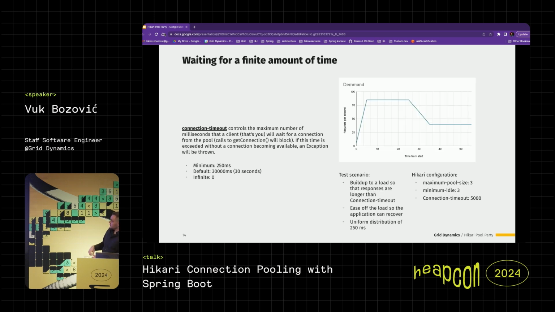The experiment which we will look at is similar, but we will immediately build up to a lot of demand and then drop off to half of that demand until the end of the test. Now, I have only 3 connections in the connection pool and a connection timeout of 5 seconds.